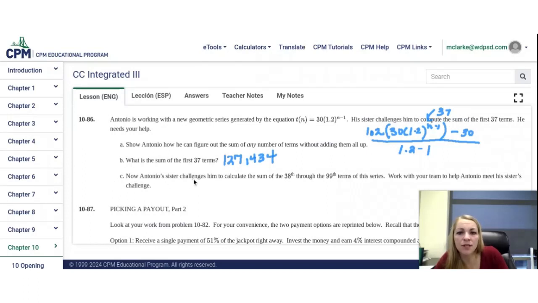It says, now Antonio's sister challenged him to calculate the sum of the 38th through the 99th terms in the series. Work through this on your team. We're just going to go ahead and skip this problem now. We're going to address problems like this later. So just go ahead and skip C. This isn't on your resource page for now. We're going to go and talk about problem 87, picking a payout, part 2. So what is going to get us more money in this lottery problem?